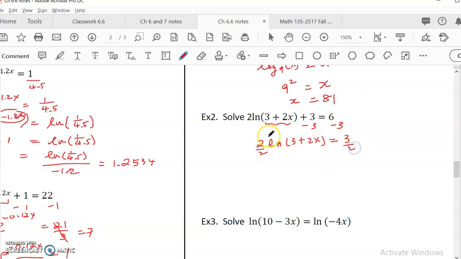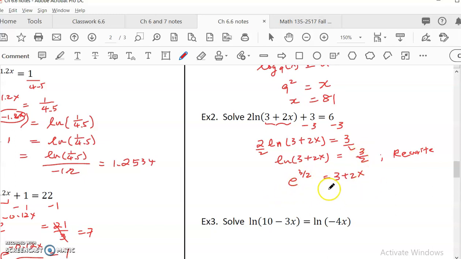So these are anything that is outside I can do. 3 plus 2x equal to 3 over 2. Now I will look at one log, one number. If it is one log, one number, it is rewrite. Rewriting time. So what basis are we talking about? e to the 3 over 2 is equal to 3 plus 2x.